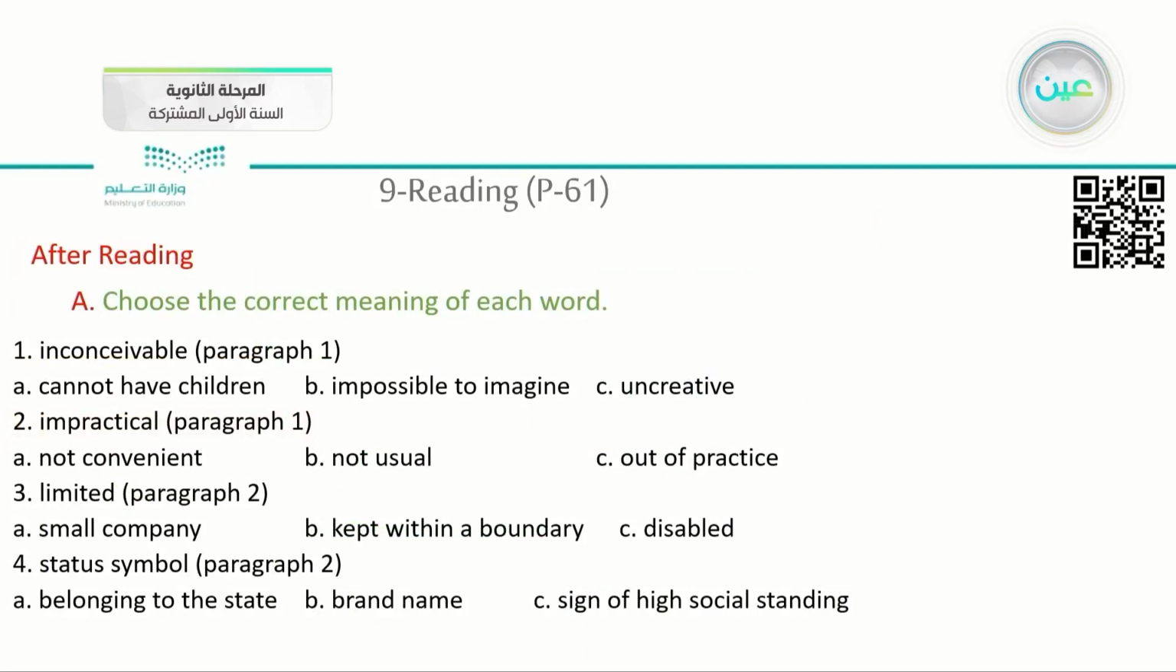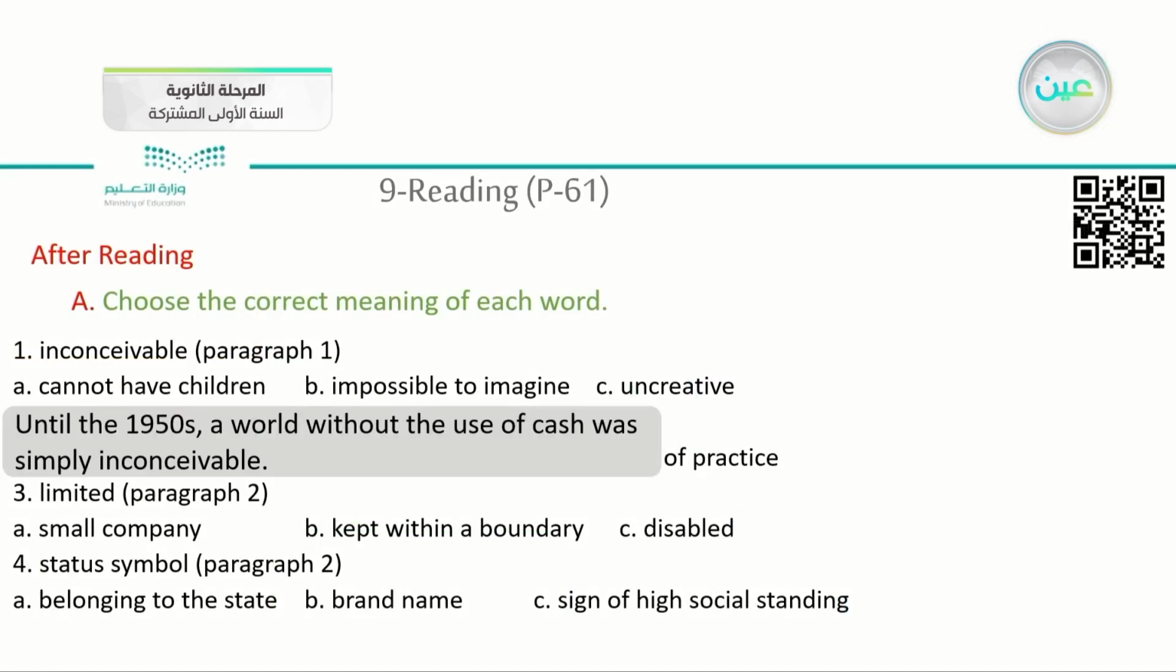Okay, now let's go to the after reading on page 61. Choose the correct meaning for each word. Inconceivable. You can find it in paragraph number 1. They said, until the 1950s, a world without the use of cash was simply inconceivable. In the past, inconceivable, going out without cash. Inconceivable means impossible to imagine. There is no other way to pay for your purchase. I can't imagine any other way.